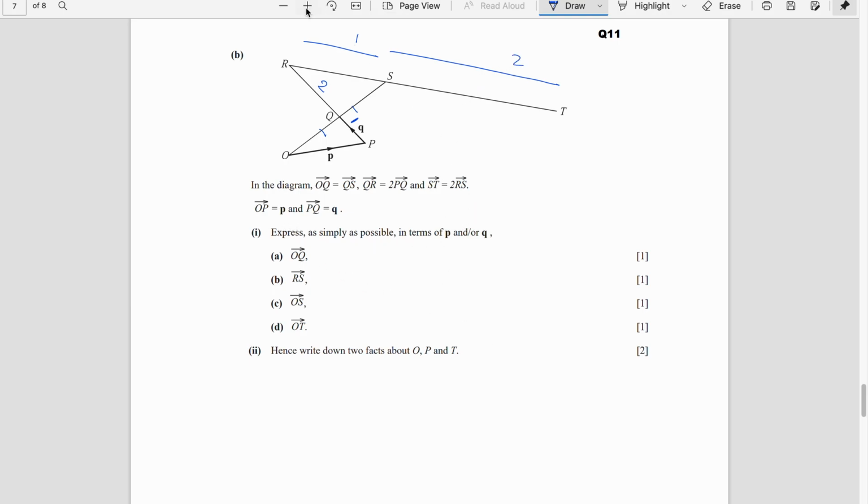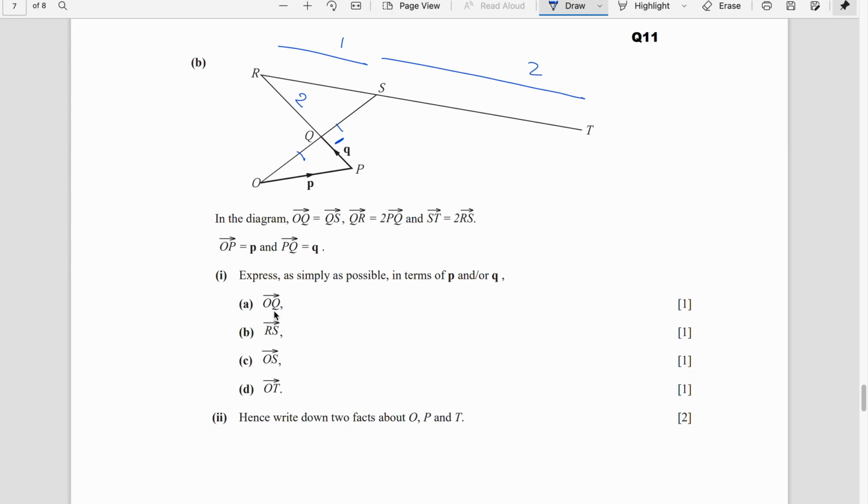Express as simply as possible in terms of P and Q, OQ. So OQ is OP plus PQ. So that is P plus Q. Let's save some space. And RS is RQ plus QS. Now we know RQ is in the opposite direction of PQ, and it is 2 times that value. So minus 2Q, and then QS is actually equal to OQ. So we just add this OQ here, and then you simplify. This is P minus Q.